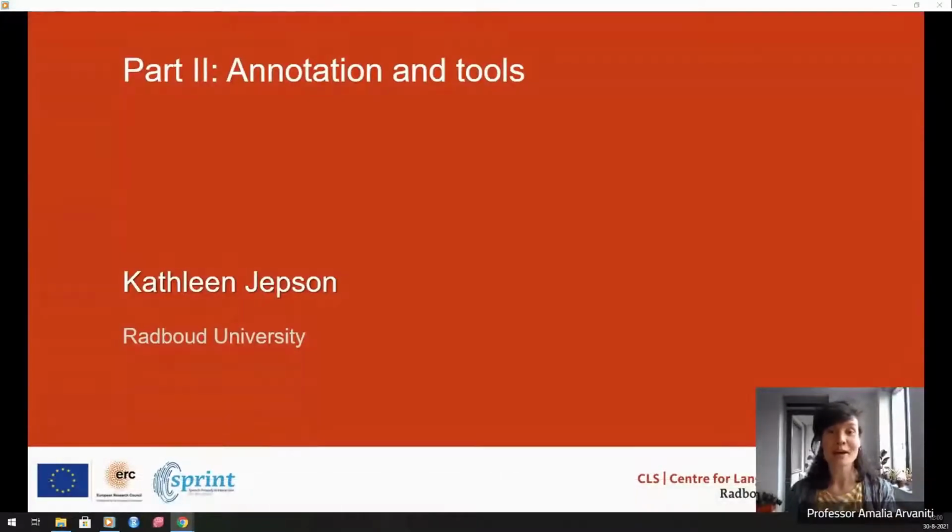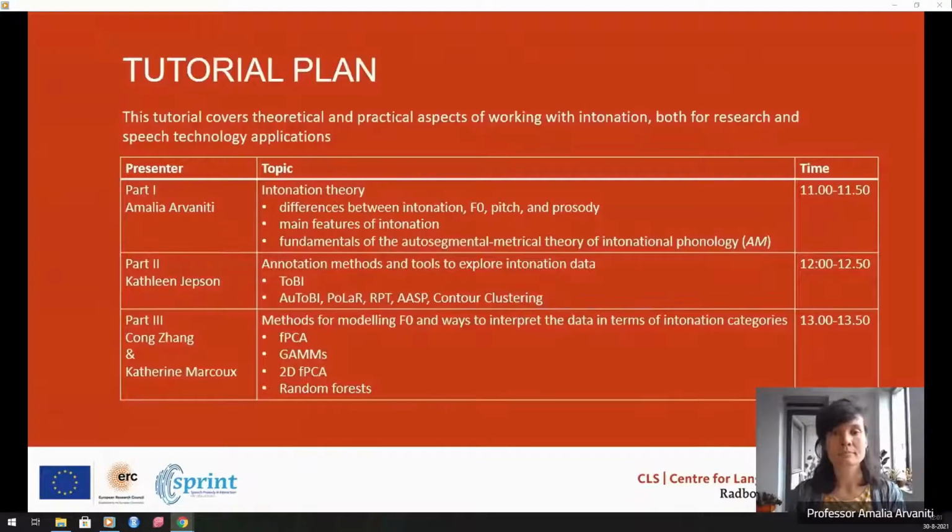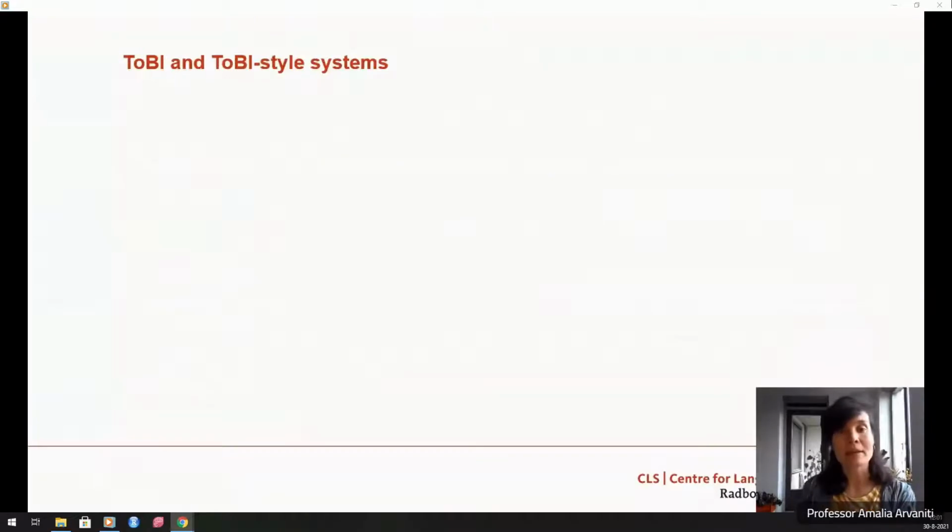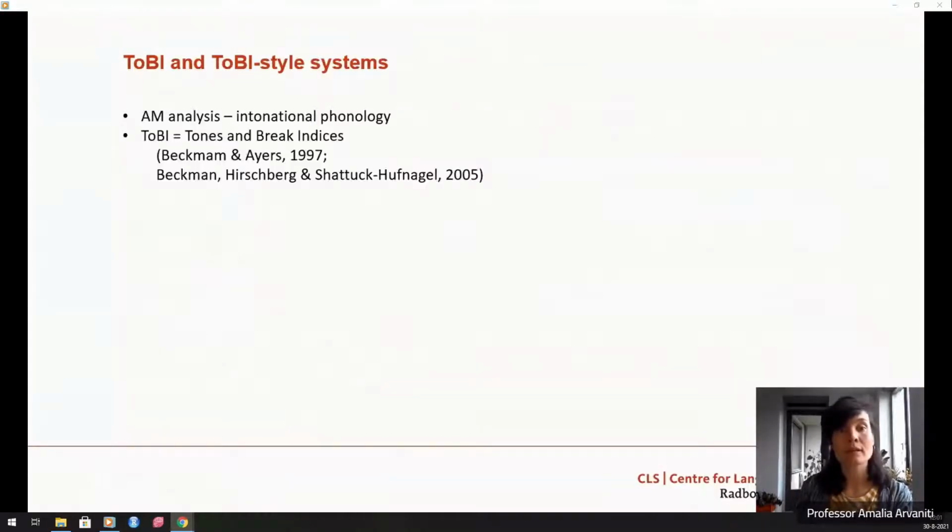Welcome back everyone to our tutorial on intonation transcription and modelling in research and speech technology applications. We're on to part 2. In this section, we'll be looking at some annotation methods and tools to explore intonation data. As Amalia discussed, through an AM analysis, we may arrive at a phonological analysis of the intonation system of the language. To annotate the intonation of an utterance, ToBI-style systems have been developed.